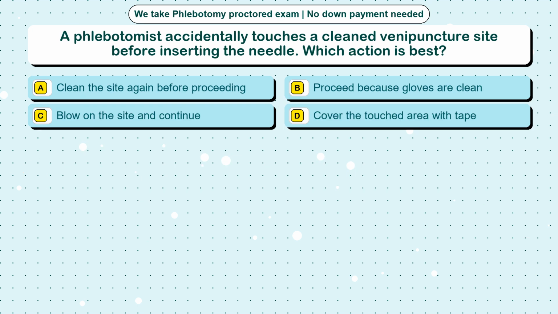Question 51. A phlebotomist accidentally touches a cleaned venipuncture site before inserting the needle. Which action is best? Option A, clean the site again before proceeding. Option B, proceed because gloves are clean. Option C, blow on the site and continue. Option D, cover the touched area with tape.